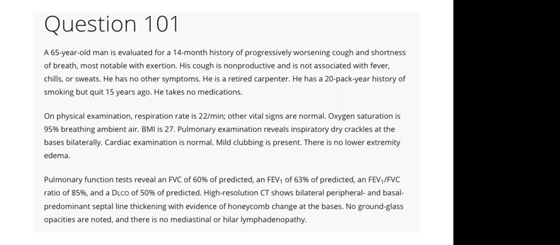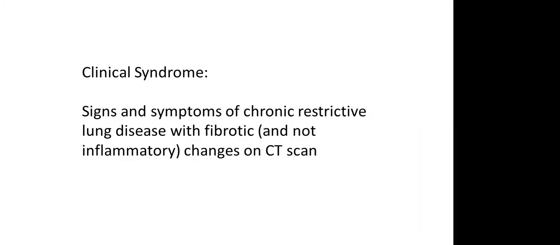Ratio is 85%. Meaning? So that would be a normal ratio. So no obstruction, right? And what else? The FEV1 and FVC are both decreased. Perfect. And the diffusion capacity as well. Great. So yep, signs and symptoms of chronic restrictive lung disease with fibrotic and not inflammatory changes, right?